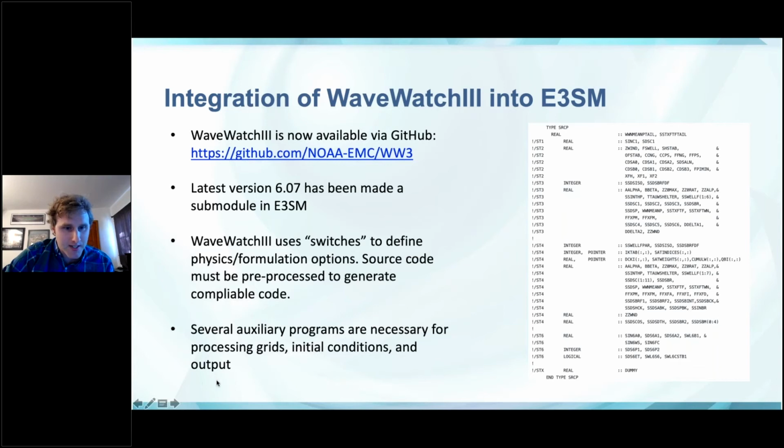There are also several auxiliary programs that ship along with the WaveWatch repository, especially important for creating the inputs to WaveWatch that specify the grids. They're all binary format that come out of the grid pre-processing. So it's important to have these come along in the repository also and be integrated into the E3SM workflow.